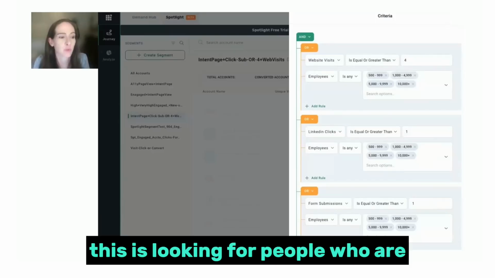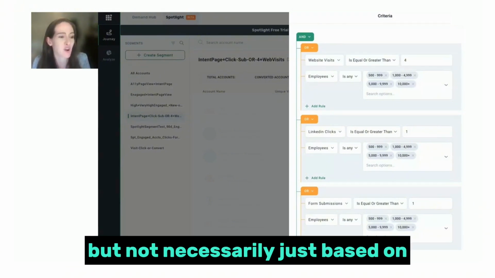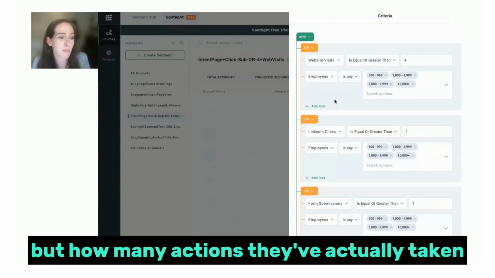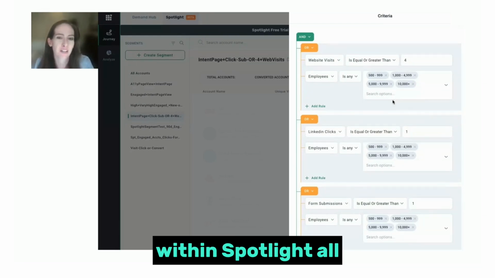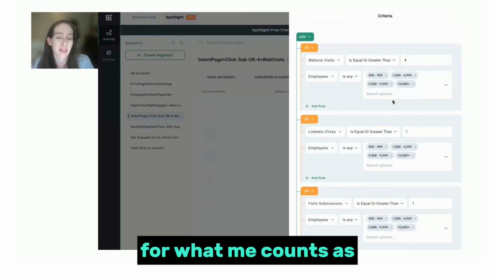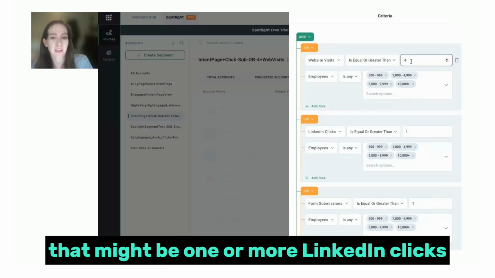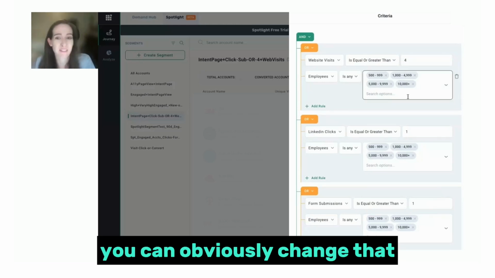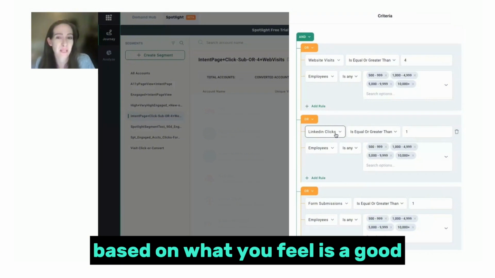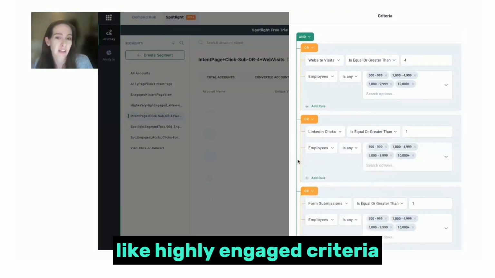This was looking for people who are more engaged than others, but not necessarily just based on how many impressions they've seen, but how many actions they've actually taken. Within Spotlight, I'll set what counts as highly engaged for me. So that might be 4 or more website visits. That might be 1 or more LinkedIn clicks. You can obviously change that based on what you feel is a good highly engaged criteria.